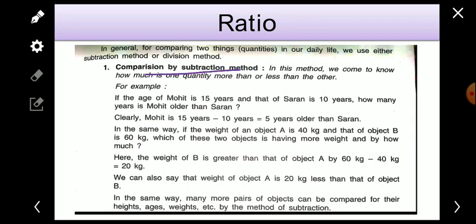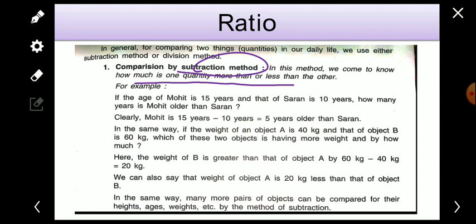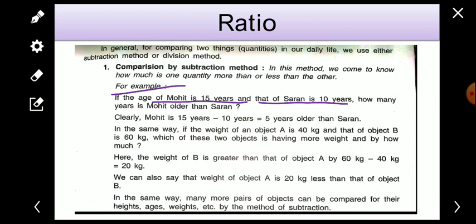So, comparison by subtraction method. In this method, we come to know how much is one quantity more than or less than the other. Okay, when we compare the quantities by saying how much more or how much less the quantity is in comparison to another quantity, then that method is known as the subtraction method. For example, if the age of Mohit is 15 years and that of Sharon is 10 years, then how many years is Mohit older than Sharon?